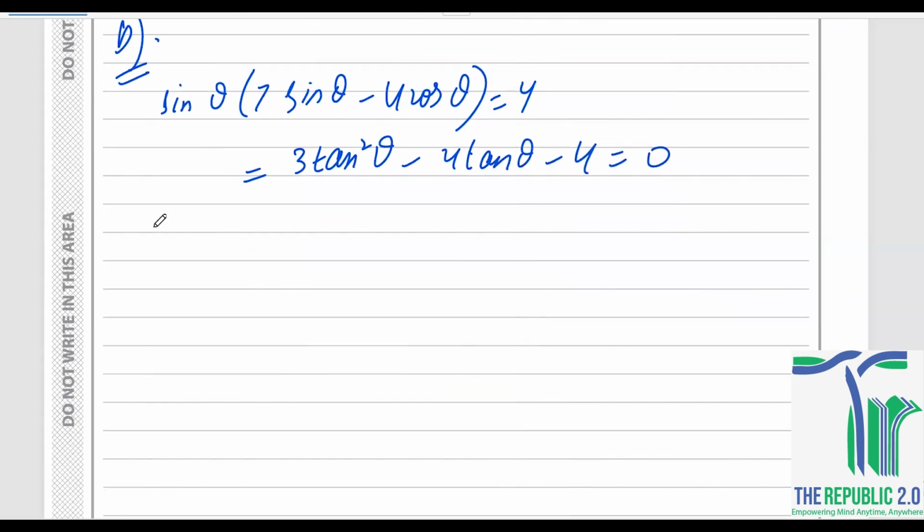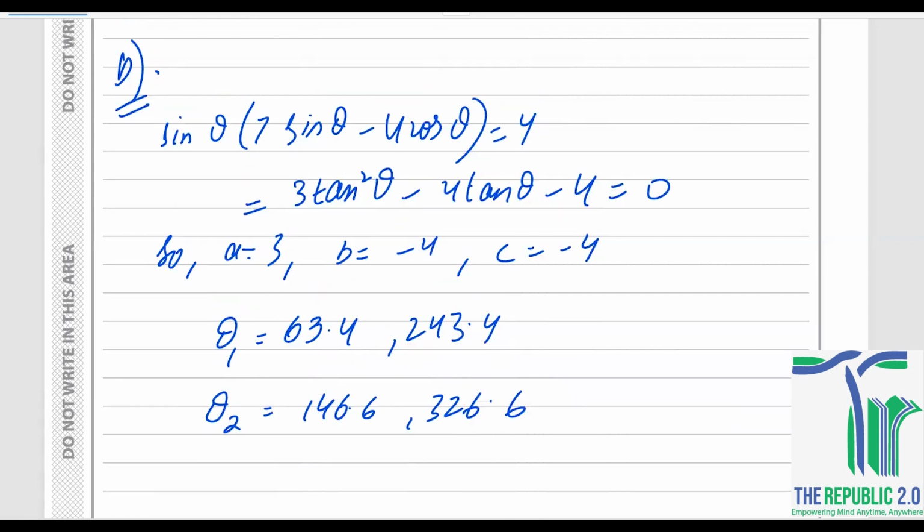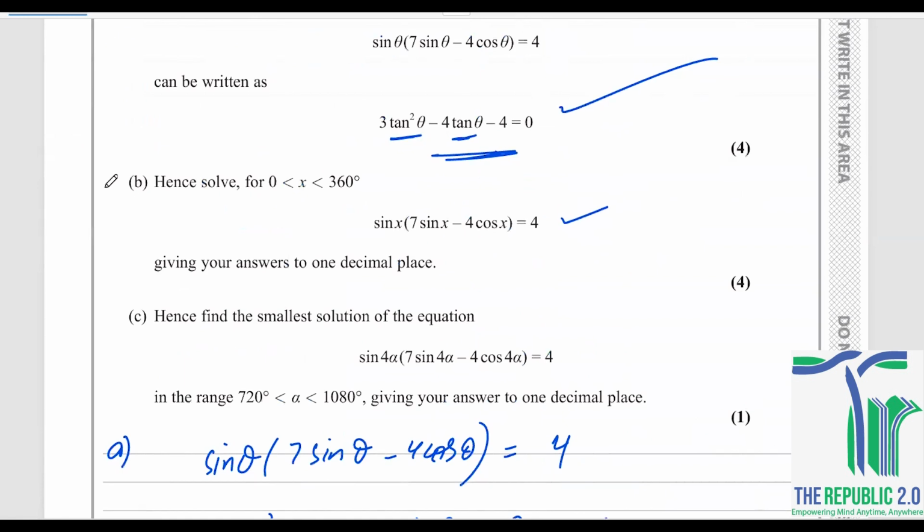So by applying the quadratic formula, your A is going to be 3, your B is going to be negative 4, your C is going to be negative 4. By just applying the quadratic formula, you can get yourself the values of theta. For example, when the tangent is positive, theta would be 63.4 and 243.4. And when it is negative, it is going to be 146.6 and 326.6. You can use the quadrantal considerations to get these values, right? So these are the values of theta in the B part.